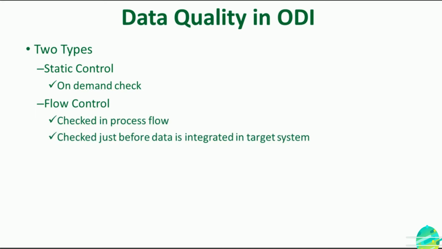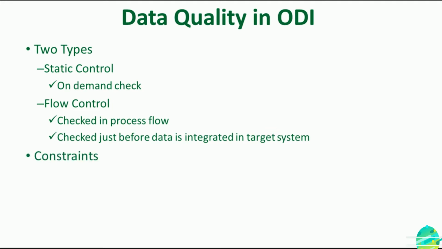These kind of controls are performed on the source data just before integrating it with the target system. These kind of controls are part of the process flow, and unlike static control, they cannot be run on demand. They are run as part of the process flow which is transferring data from source to target.